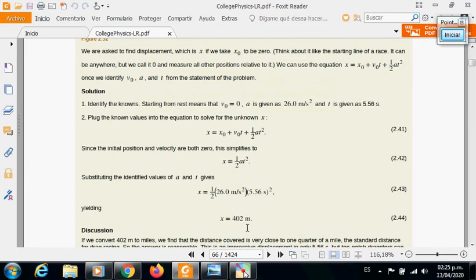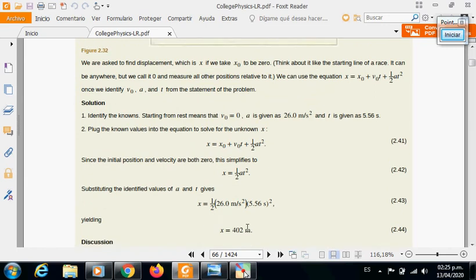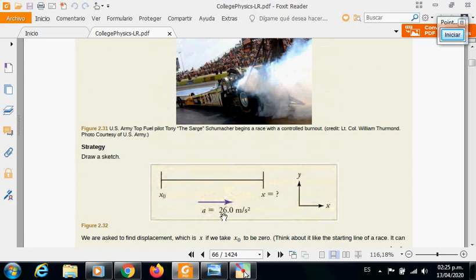402 meters. Alright, and we also have the acceleration, 26 meters per square second. By the way, these are the dragsters. They look like Formula 1 cars, but they're not. They're more like rockets or cars with rockets.